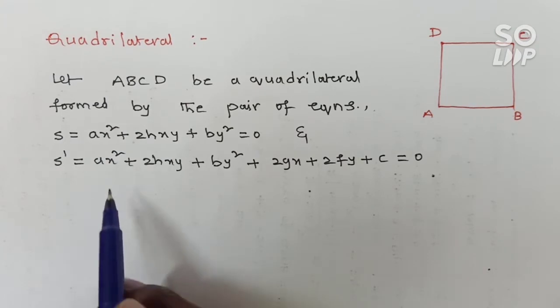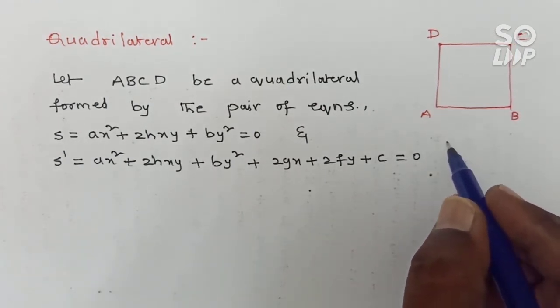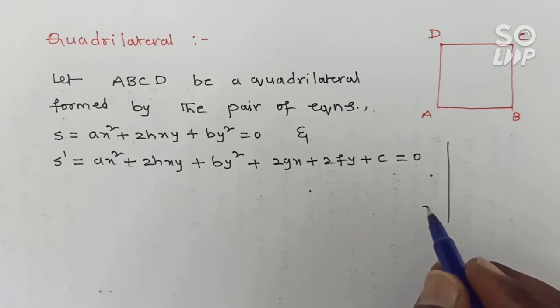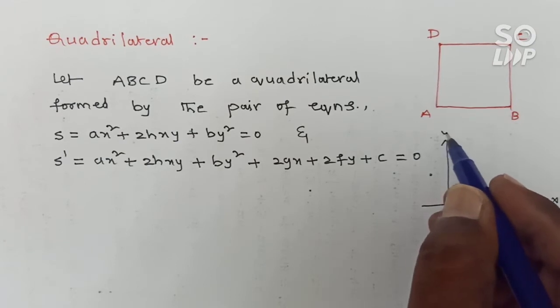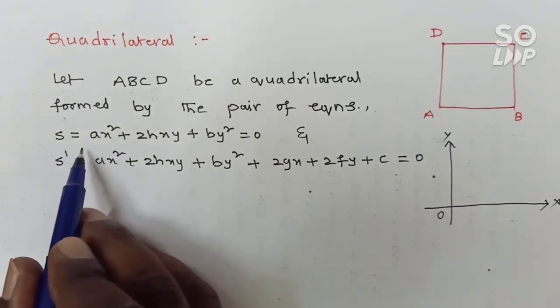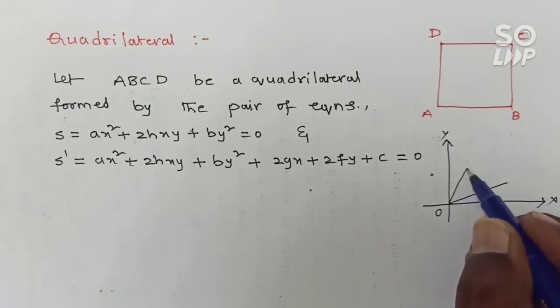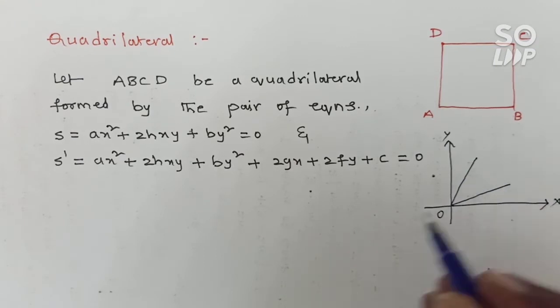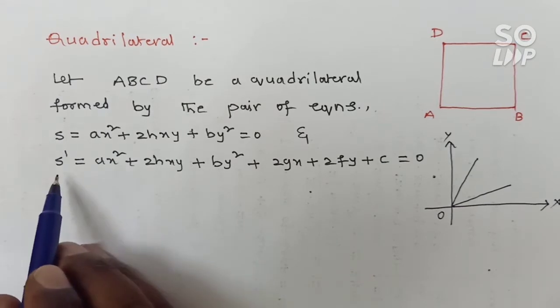So this is the non-homogeneous second degree equation. It represents the lines not passing through the origin, right? So we will draw the figure: here is the xy plane. The first equation S = 0 will represent these two lines, and the other equation S' = 0 represents the other two.